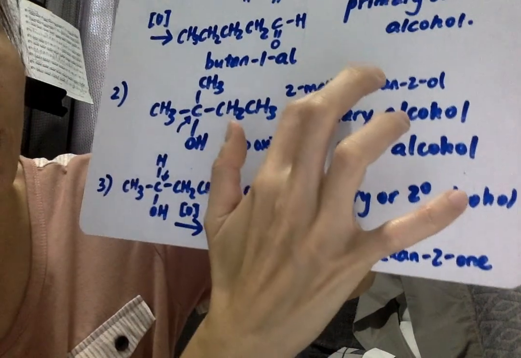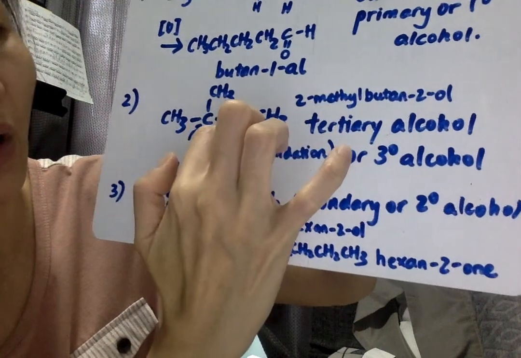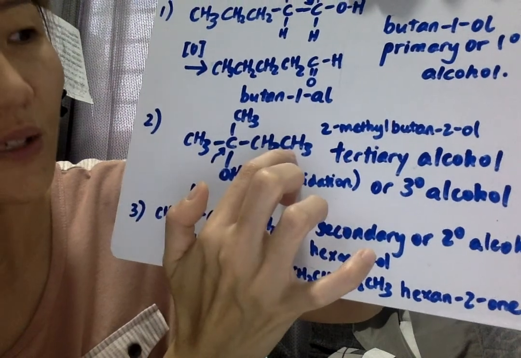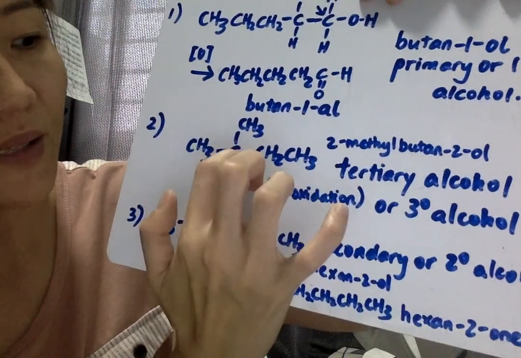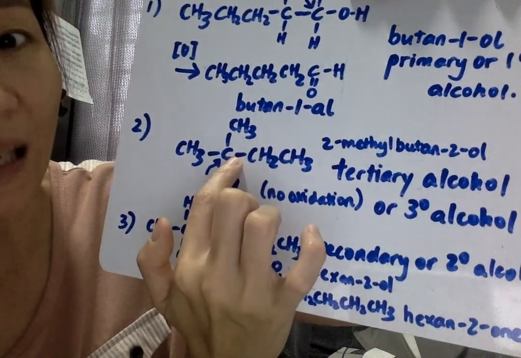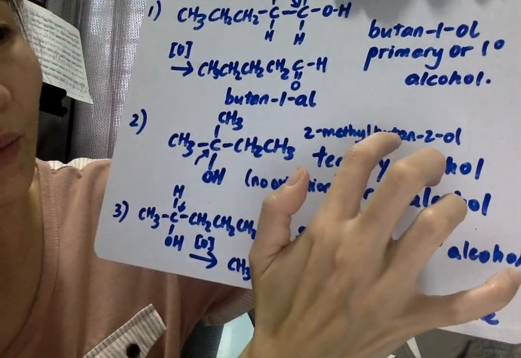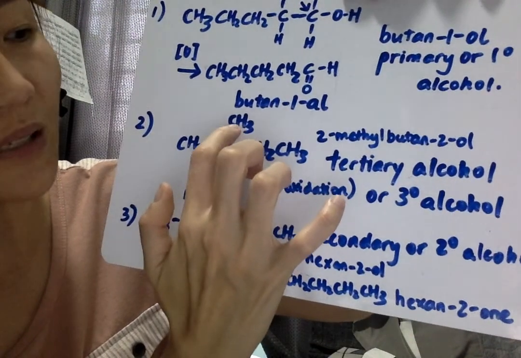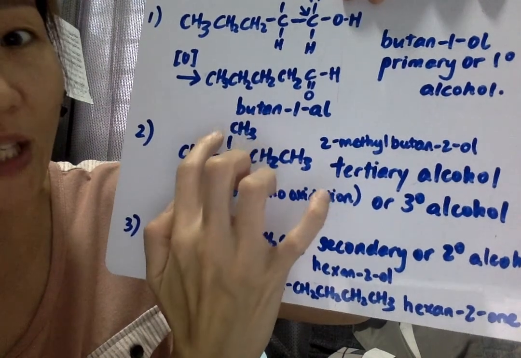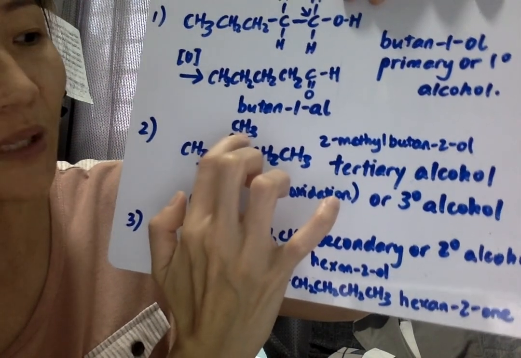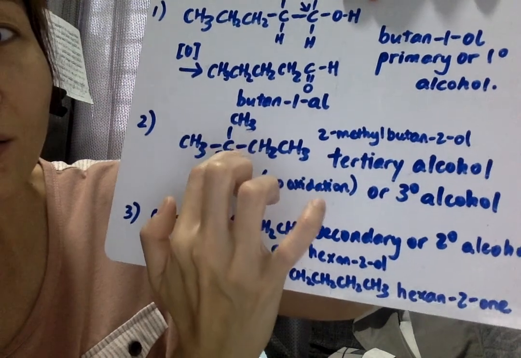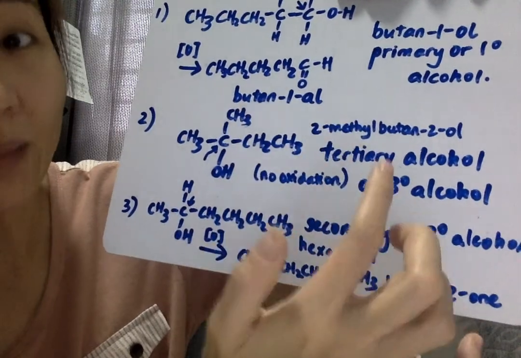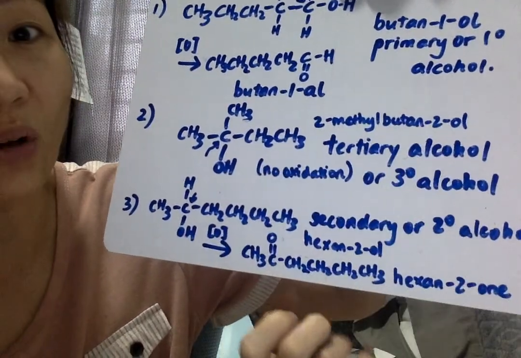Oh, by the way, I forgot to name this alcohol. The name of this alcohol is 2-methyl, because we look for the longest chain: 1, 2, 3, 4. So the parent chain is butanol. Since the hydroxy group is attached to the second carbon, it is butan-2-ol. That is the parent chain. What about the methyl group? This is not part of the parent chain. This is a branch chain, an alkyl group, so it is methyl. It is on the second carbon of the parent chain. So the name for the alcohol will be 2-methylbutan-2-ol.